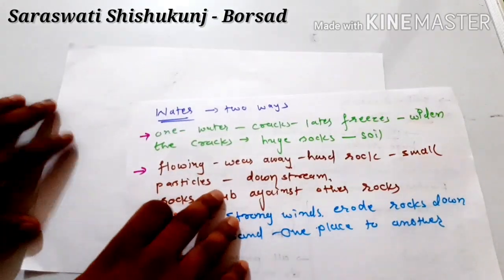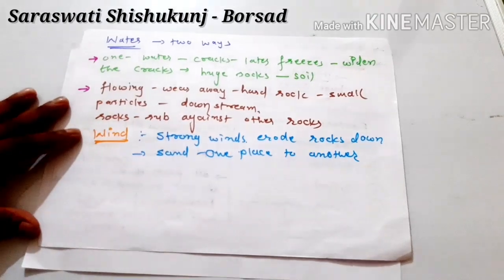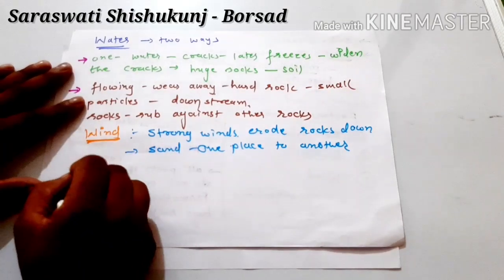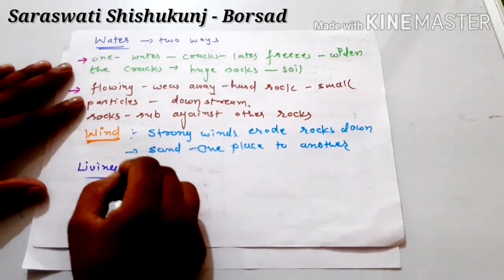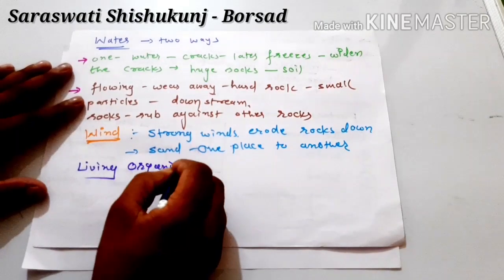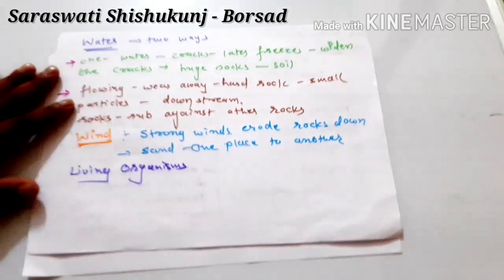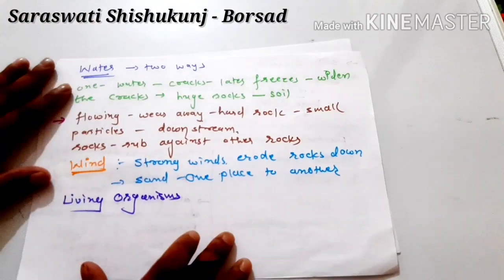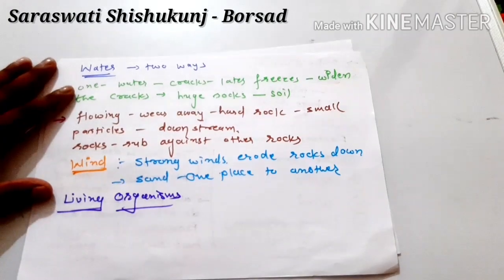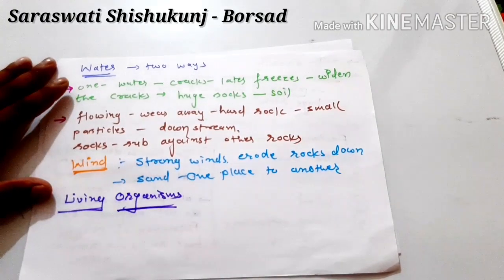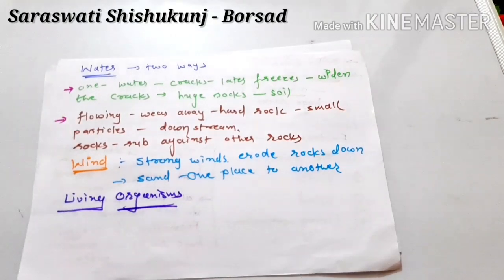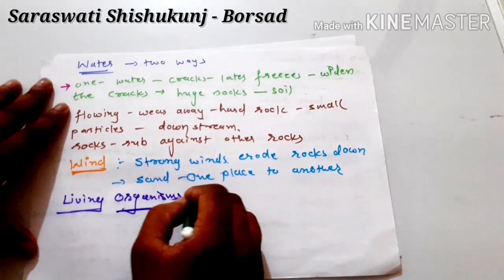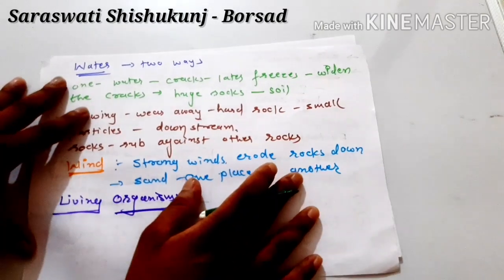So the rubbing process is done by water also, and the rubbing process is done by wind also. Now the other most important factor which is responsible for formation of soil is living organisms. Now let's see how these living organisms are responsible for formation of soil. It's very interesting and very easy also. So first of all, these living organisms just spend their life on this type of rocks.